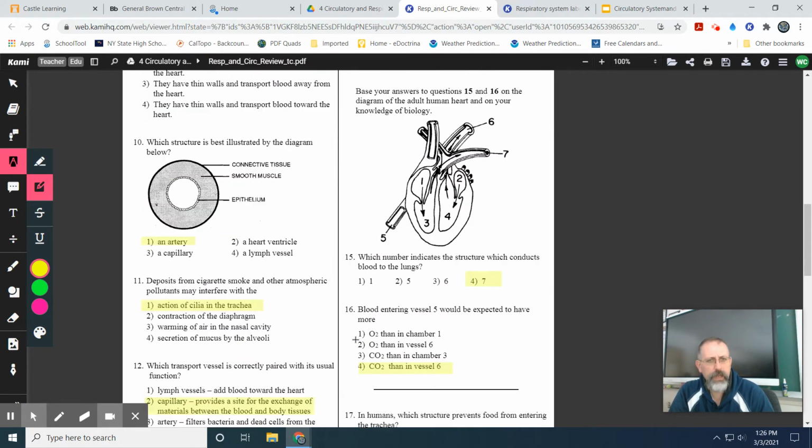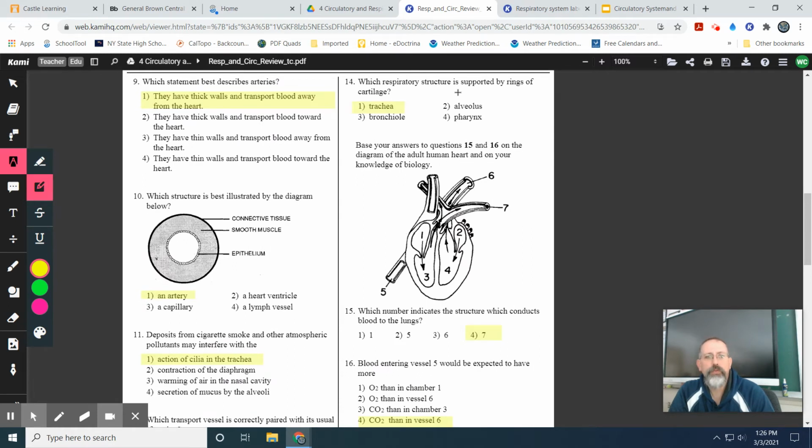That was 14. No, 13. 14. Which respiratory structure is supported by rings of cartilage? It seems to be a real big theme there. Know that the trachea has these cartilaginous rings.